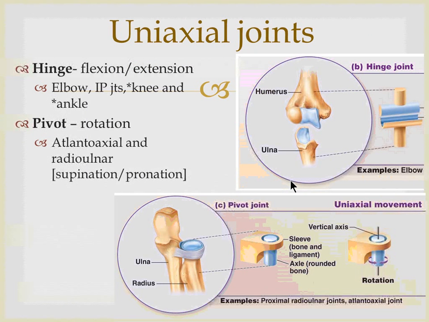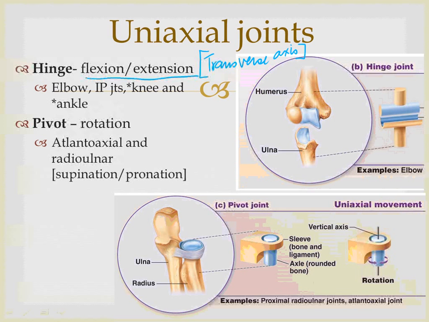Let's now look at joints which move along one axis. These are called uniaxial joints. So they can perform only one kind of movement. In this, we have two varieties. One is called the hinge joint, which allows the movement of flexion and extension to occur. So this movement will be along which axis? Transverse axis. Very good. So flexion, extension, movement along the transverse axis.